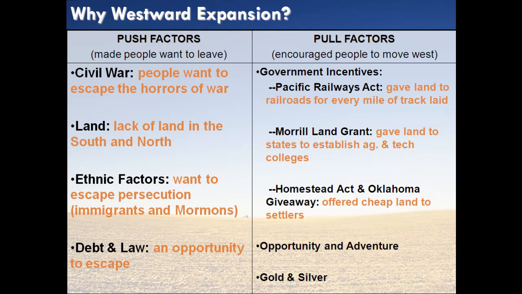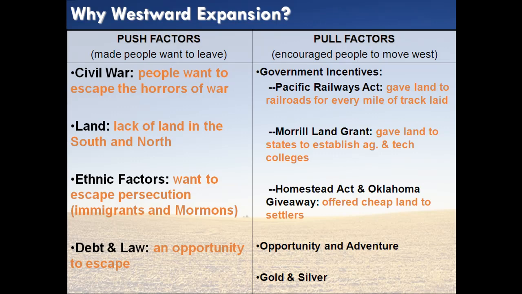We also have the Morrill Land Grant. The Morrill Land Grant was land given to each state to establish ag and tech colleges. The ag and tech colleges trained people to be able to work the land in the West.